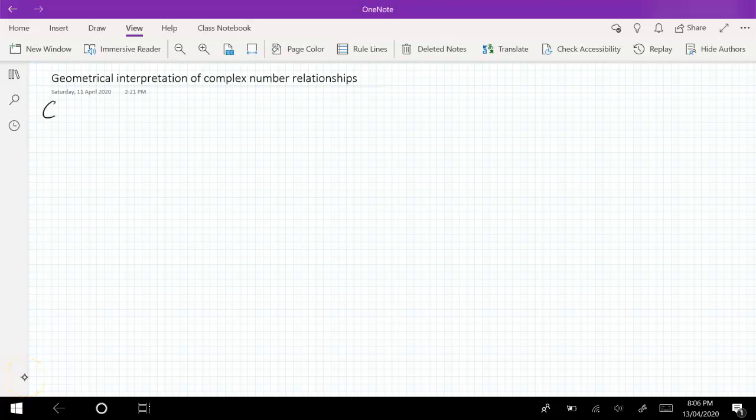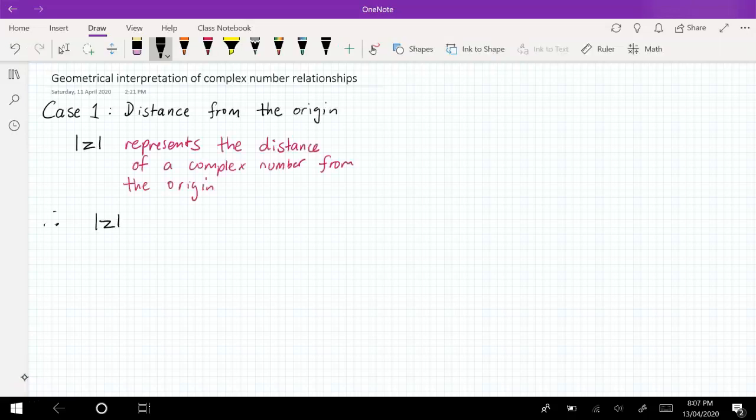In this video we're going to look at geometrical interpretation of complex number equations and inequalities. Begin by looking at the case of the modulus of z. Remember that the modulus of z really represents the distance of a complex number z from the origin. So given an equation modulus of z is equal to 3, this is representing all complex numbers z that are exactly 3 units from the origin.